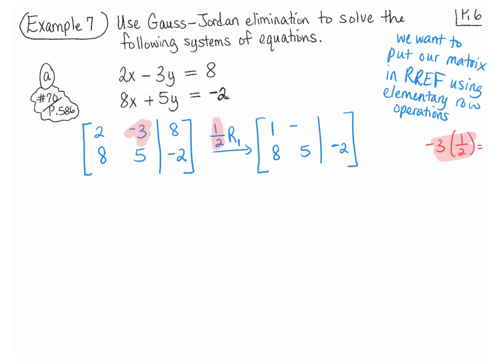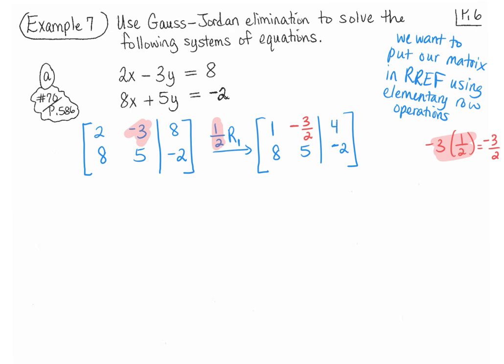What's -3 times 1/2? It's a fraction. Come on, y'all. Positive or negative? Negative. Good. -3/2. So, -3/2. And then, what do we have here? 4, because 8 times 1/2 is 4.